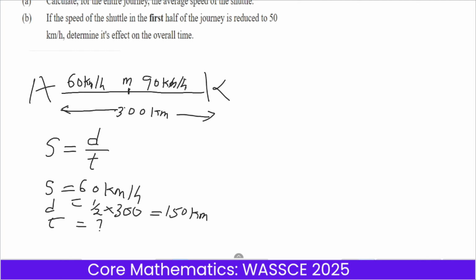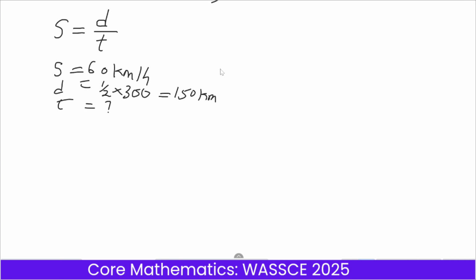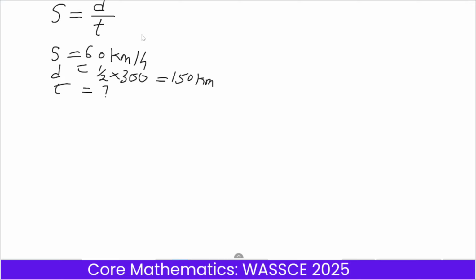Let's move our screen up a bit. So let's continue. At this point, we just need to put our figures into our formula to get our time, t. So we have our s, which is 60 kilometers per hour, equal to the distance, which is 150 as shown, over time, t. We can also agree that any number standing alone can be over 1, so that we can easily cross multiply. So 60 times t equals 60t, equals 150 times 1, which is 150.